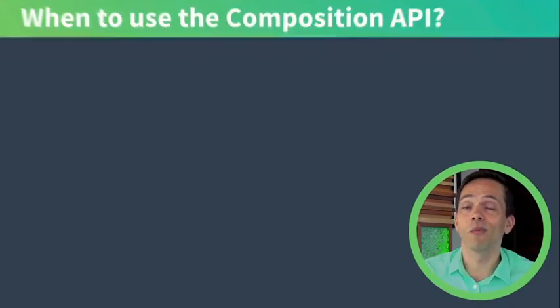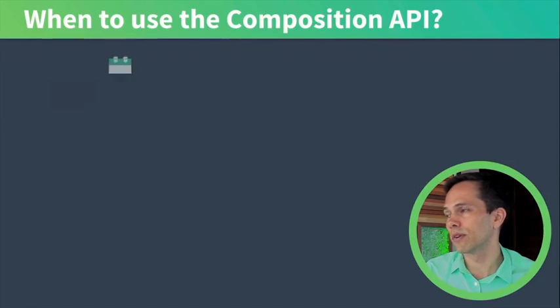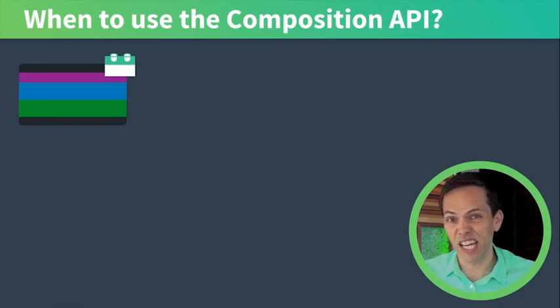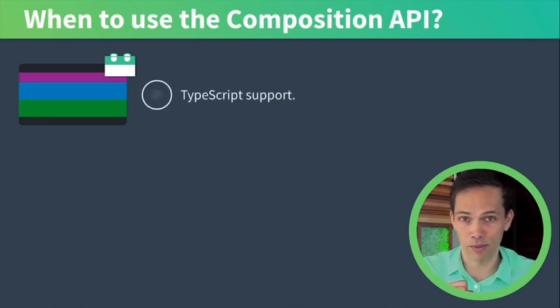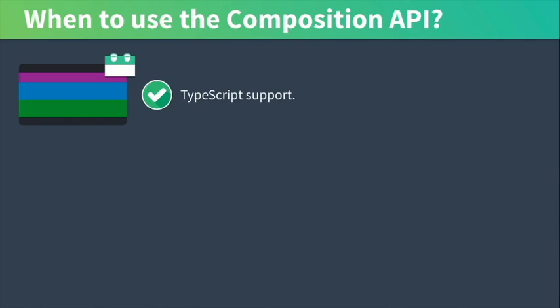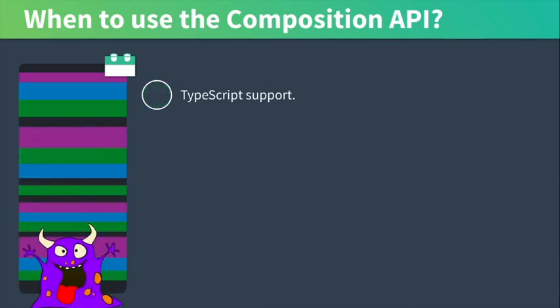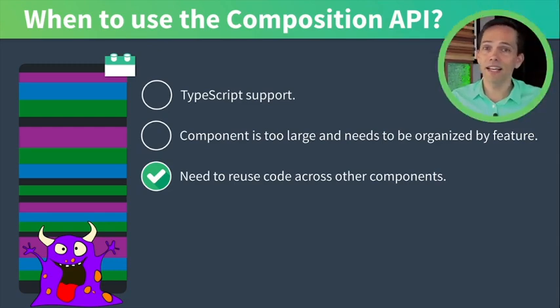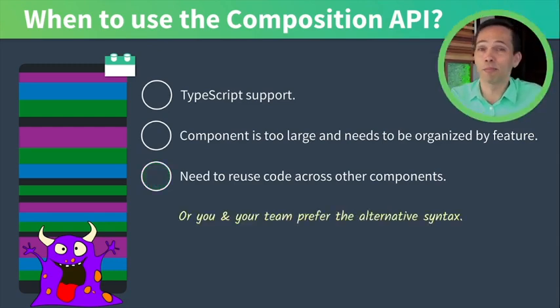If that's the case, then when should you use it? So here we have a component, and I might use the composition API if I really care about good TypeScript support. I also might use the API if I have a huge component and I want to organize it by feature. I also might use it if I have code that needs to be reused across multiple components. And lastly, if I'm simply working with a team that prefers this syntax over the regular syntax, that might be a good enough reason too.